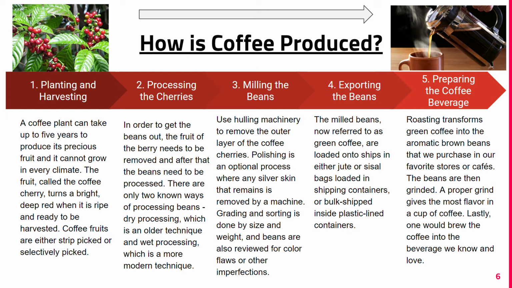Beans are sized by being passed through a series of screens. They are also sorted pneumatically by using an air jet to separate heavy from light beans. And finally, the defective beans are removed either by hand or by machinery. 4. In exporting the beans, the milled beans, which are now referred to as green coffee, are loaded onto ships in either jute or sisal bags, loaded in shipping containers, or bulk shipped inside plastic-lined containers.